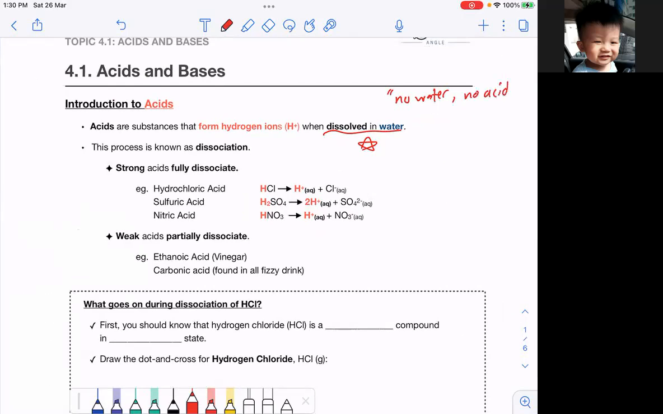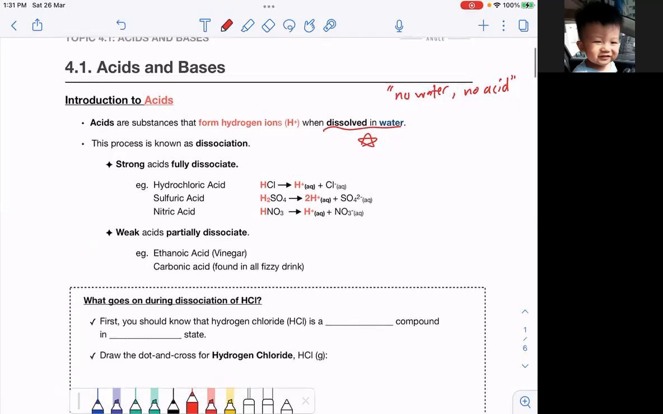Don't write this in exam. But my point for you is, there is no such thing as a dry acid. There's no such thing as a piece of acid, because no water, no acid. There's no piece of acid, there's no acid gas. It's either watery, wet acid in a solution form or none at all.